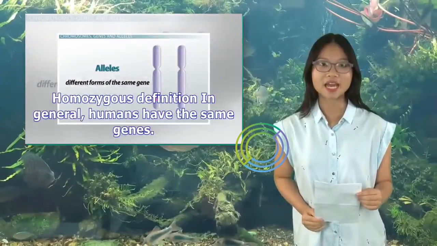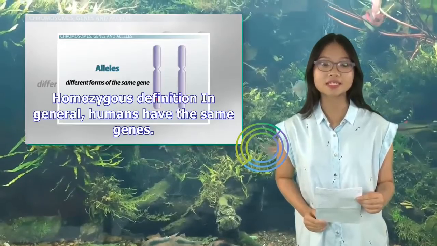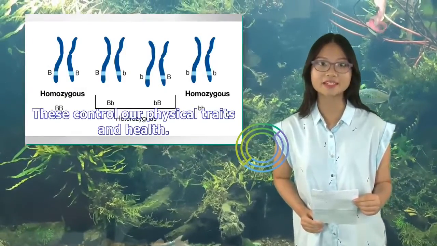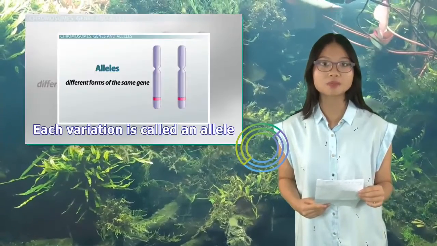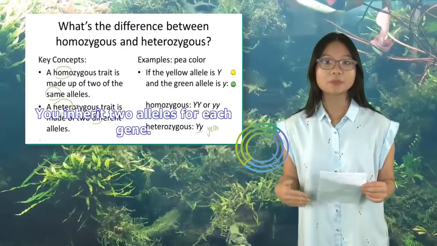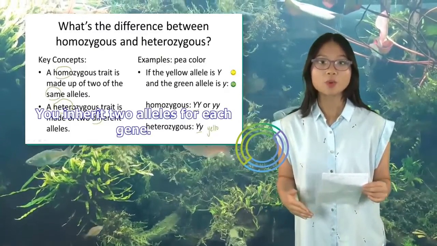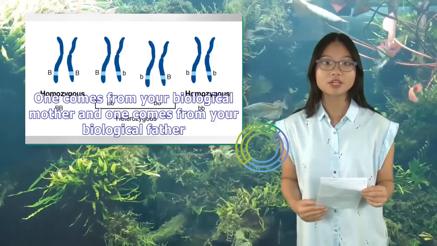Homozygous definition. In general, humans have the same genes. A number of genes are varied. These control our physical traits and health. Each variation is called an allele. You inherit 2 alleles for each gene. One comes from your biological mother and one comes from your biological father.